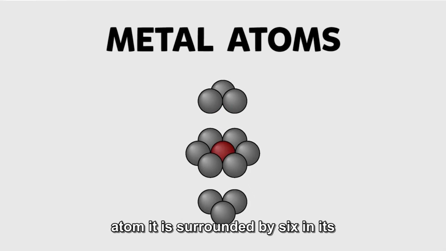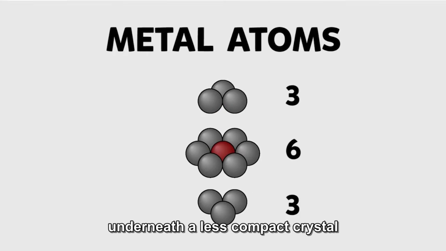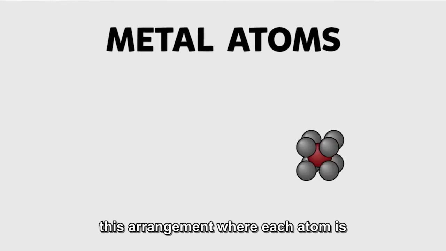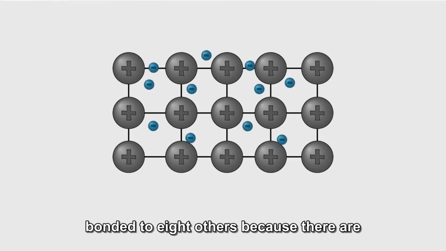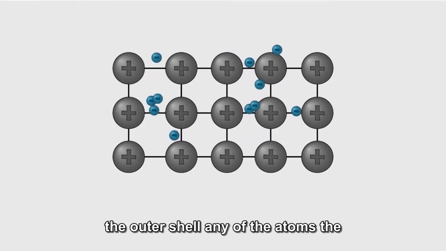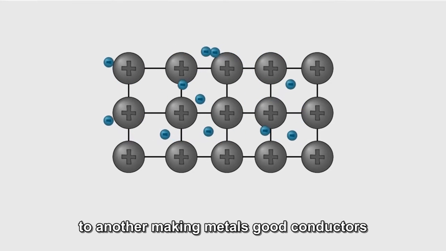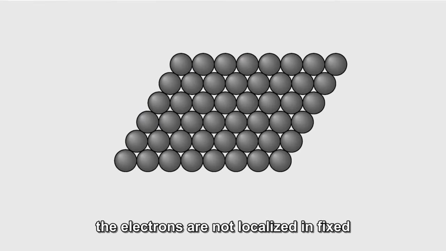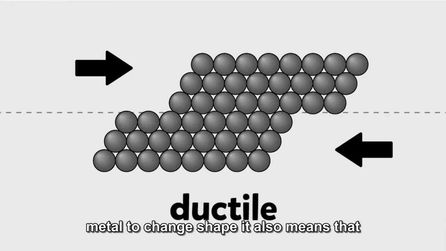Look at the red atom. It is surrounded by 6 in its plane, and 3 on top and 3 underneath. Less compact crystal structures are possible too, for example this arrangement where each atom is bonded to 8 others. Because there are still not enough electrons to complete the outer shell of any of the atoms, the electrons can move easily from one atom to another, making metals good conductors of both electricity and heat. And because the electrons are not localized in fixed bonds, the atoms can slide past each other, making them ductile, allowing the metal to change shape.